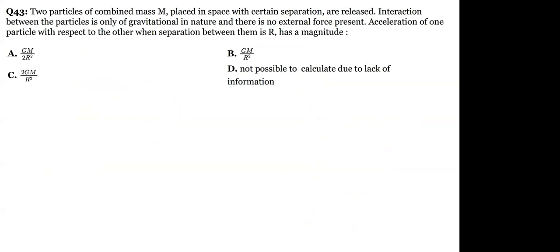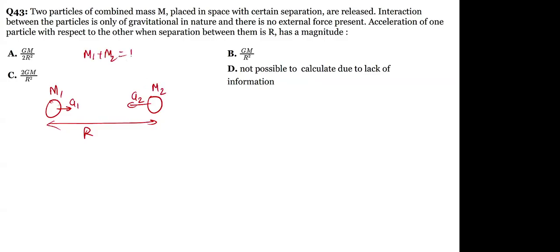Now the next one is: two particles of combined mass m placed in space at a certain separation are released. Interaction between the particles is only of gravitational nature and there is no external force present. Find the acceleration of one particle with respect to the other when the separation between them is R. Let's say when the separation between them is capital R, the acceleration of this particle is a1 and the acceleration of this particle is a2. Mass of this particle is m1, this particle is m2, but combined m1 plus m2 is capital M.